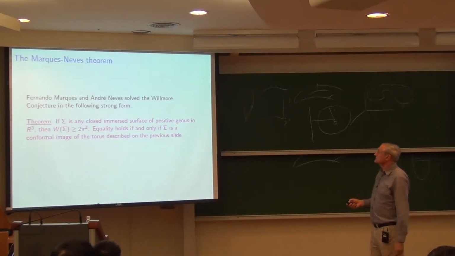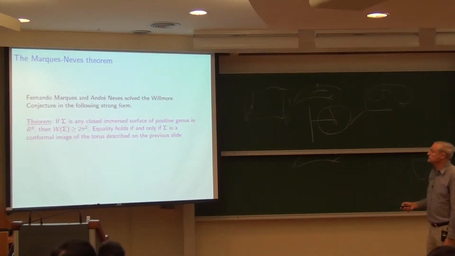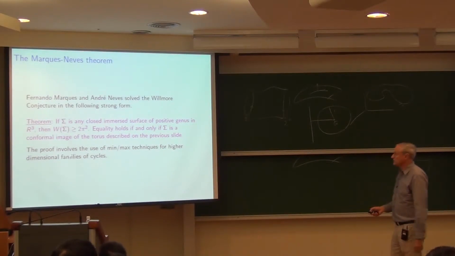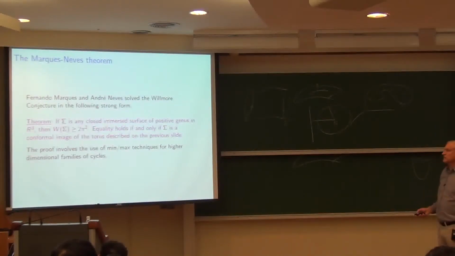And the Marques-Neves theorem solves that in a strong form. They can consider any closed embedded surface of positive genus, so it could be a torus, or it could be a higher genus surface in R3. Then they proved that the lower bound is 2 pi squared with equality only for the torus that we described. The proof is quite involved, but the main part of it is the use of min-max techniques for higher dimensional families of cycles.